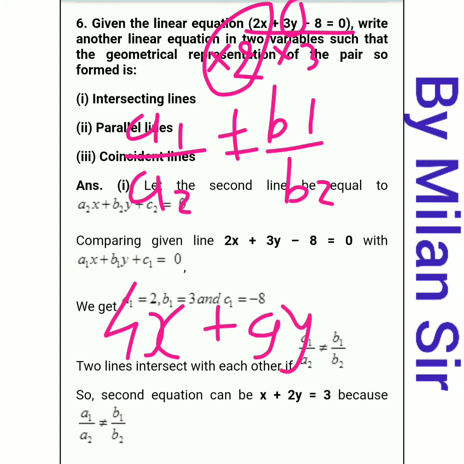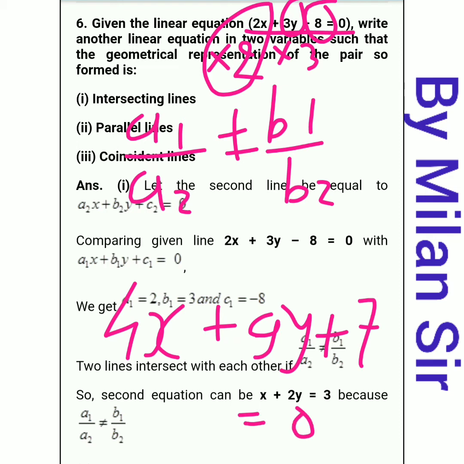Now it's time for our constant term. There is no condition for the constant term in intersecting lines, so I can write anything as a constant term. I can even write minus 8. I can write anything. So right now I just select the number 7. Most people say lucky number 7, right? So I am going with 7.